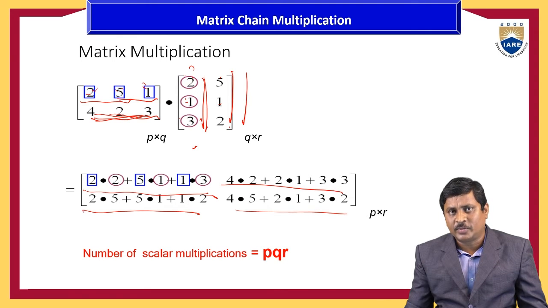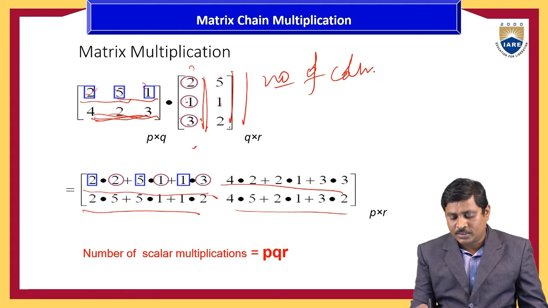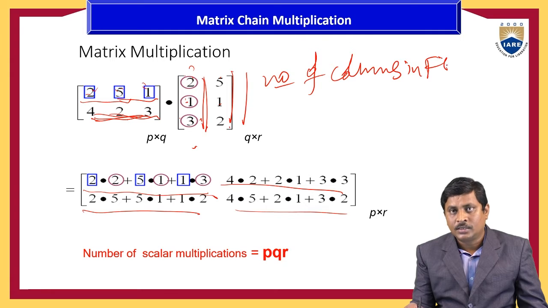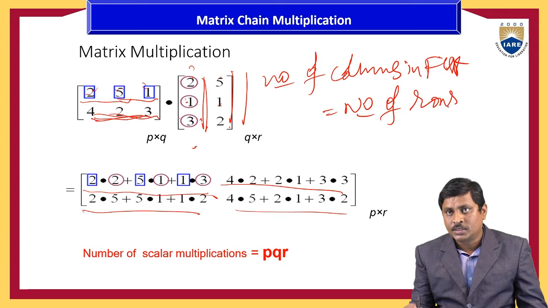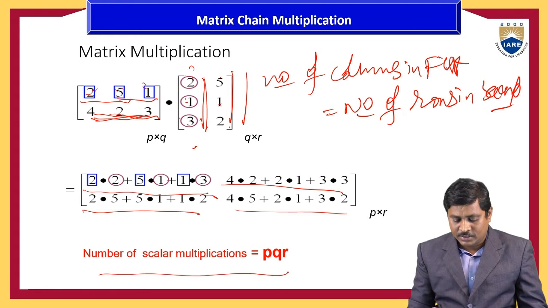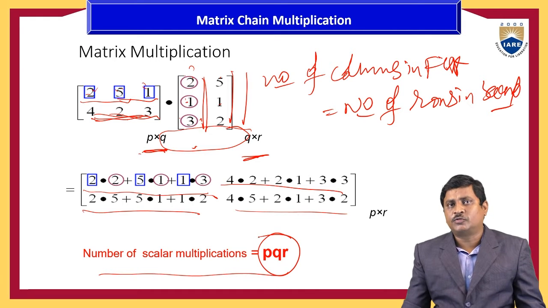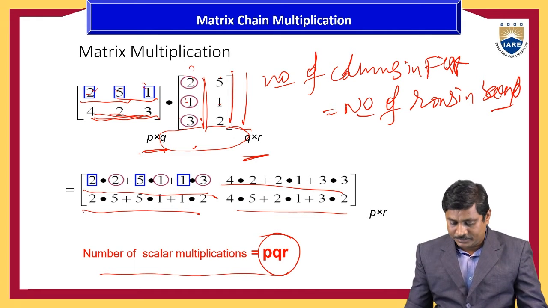What is the rule for multiplication of two matrices? The number of columns in the first matrix must equal the number of rows in the second matrix. This is the rule for multiplying any two matrices. The number of scalar multiplications: here P into Q, here Q into R. Q is a common value, so we take it only one time. So P into Q into R is the number of scalar multiplications used in this matrix multiplication.